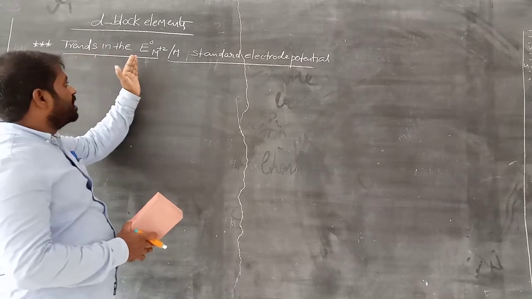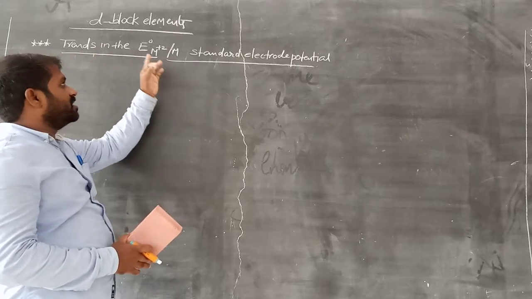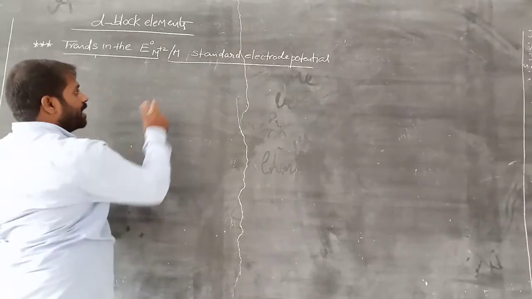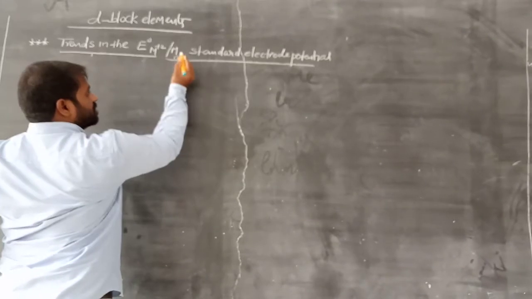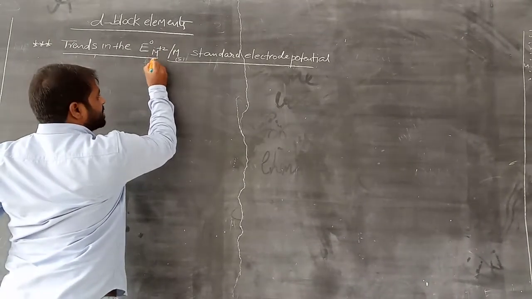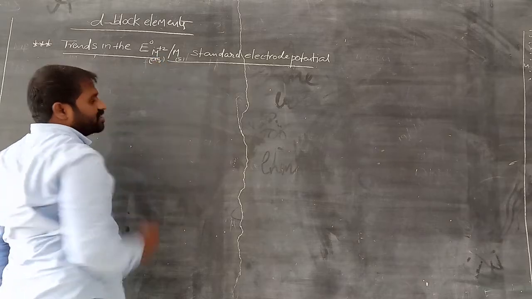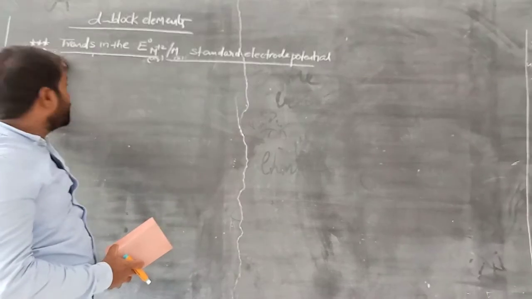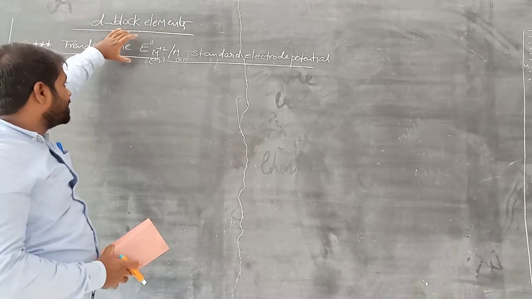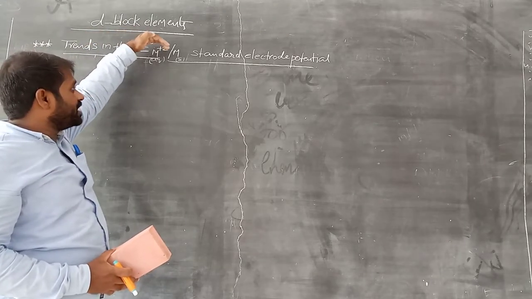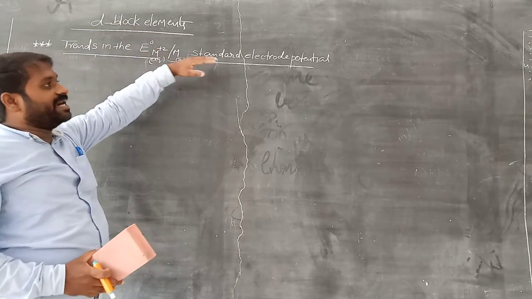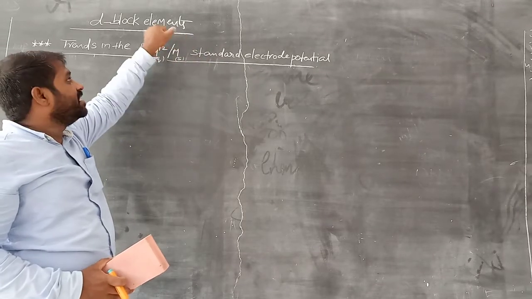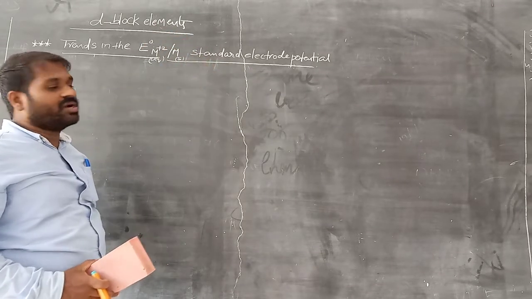Let's see the continuity of trends in the standard electrode potential, which is E naught M plus 2 to M, where M is the solid metal and M plus 2 is the aqueous ion. So in the d-block elements, we are going to discuss the trends in the E naught M plus 2 to M standard electrode potential. E naught is called the standard electrode potential.